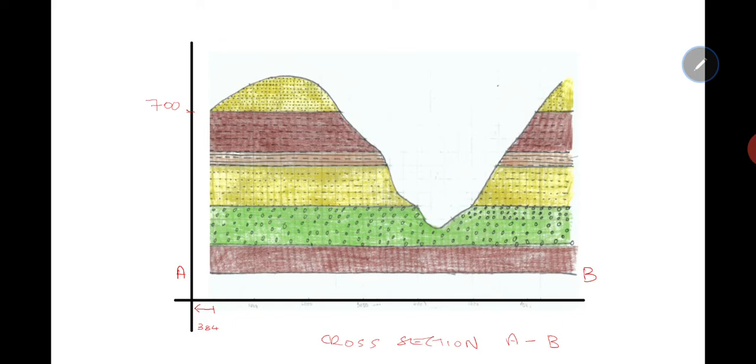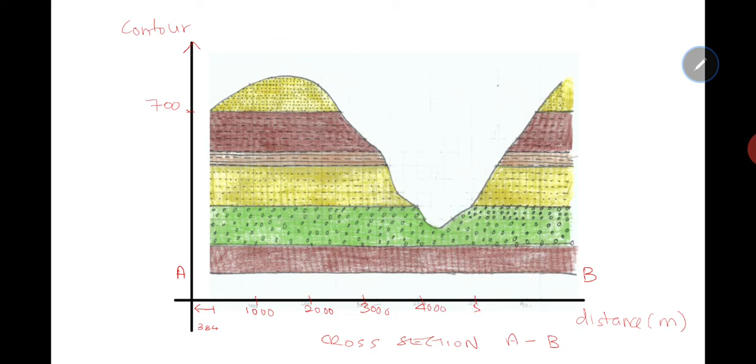Before you want to draw your cross section from A to B, first you must have your axis line. Your horizontal line here is the distance in meter, and your vertical line here is the contour line. So before you can draw anything, you must define your axis, then define your scale, and then define your contour.